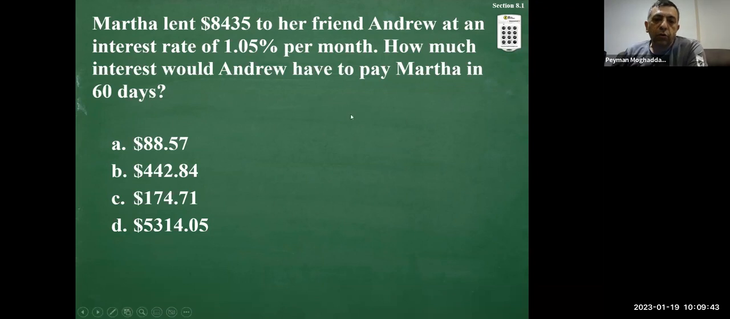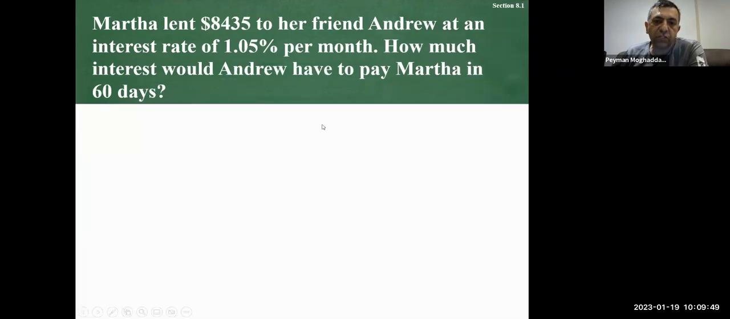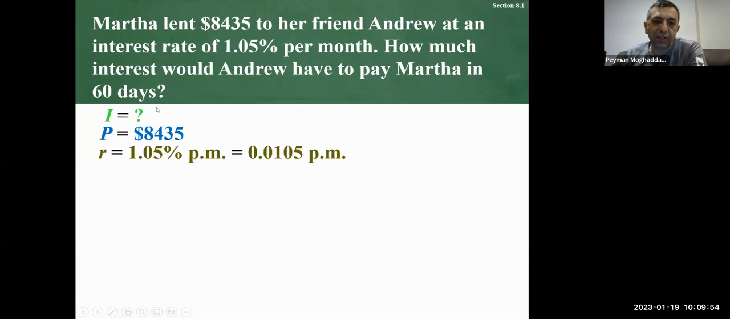All right, so whoever answered C was right. The answer C is correct. So how do we calculate it? We go to the calculation again. We have the principal amount, P. We have R per month, which we have to convert to the actual number, which is going to be 0.015. And then we have 60 days.